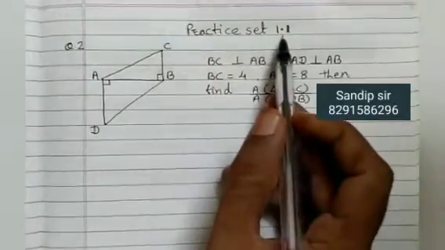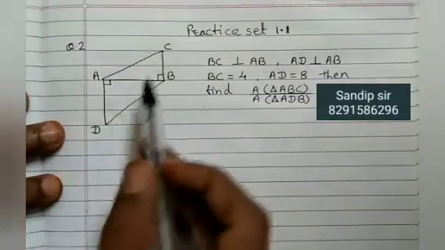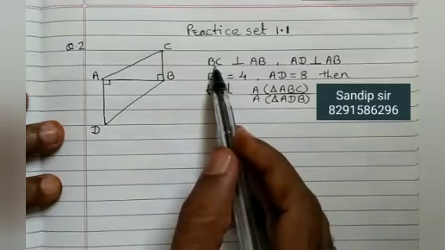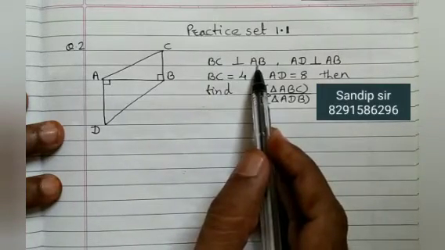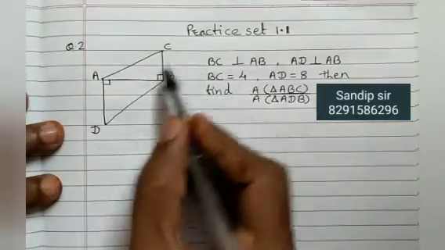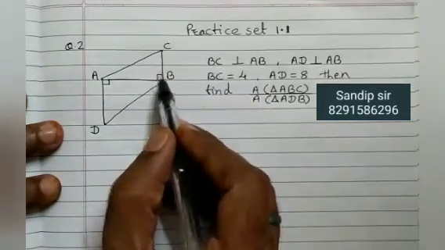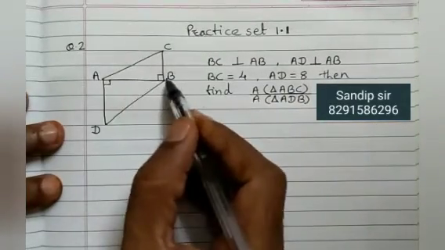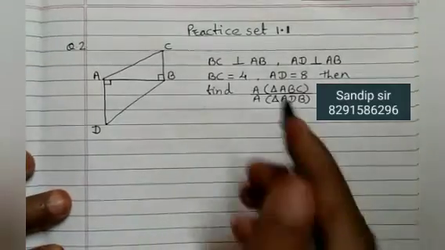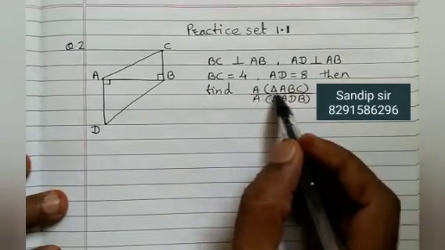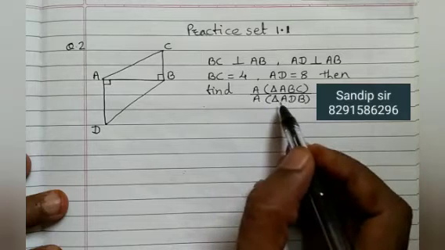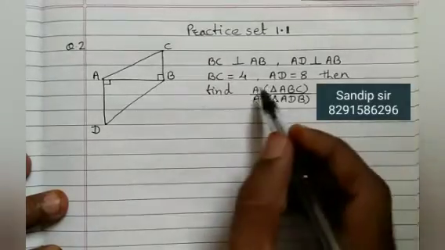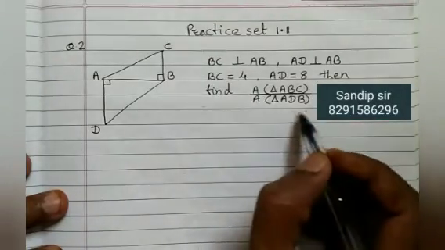Now practice set 1.1 question number 2. In this second question they give a diagram. In this diagram, segment BC is perpendicular to segment AB, and segment AD is perpendicular to segment AB. Here they ask to find the ratio of area of triangle ABC and area of triangle ADB. They ask to find the ratio of area.